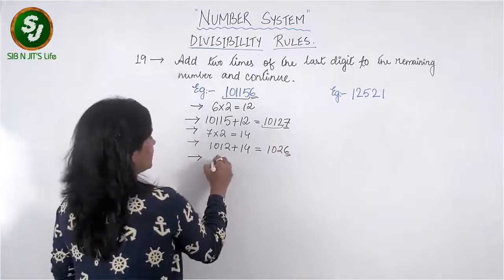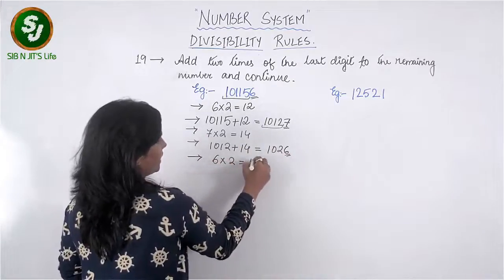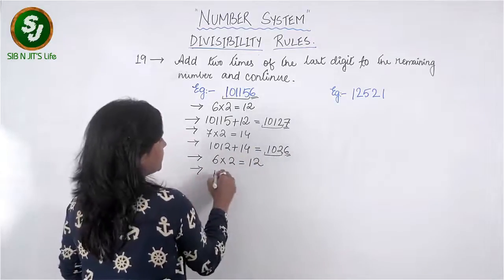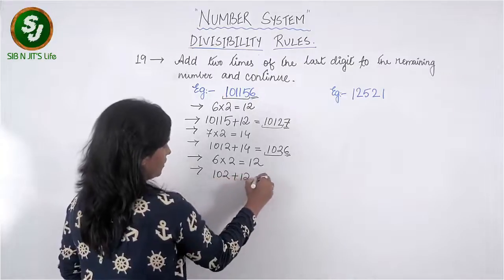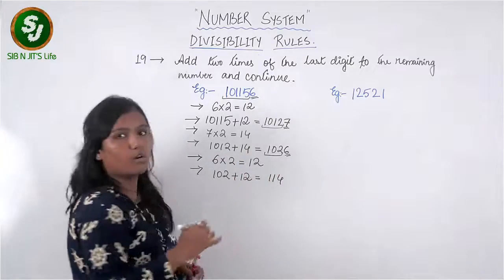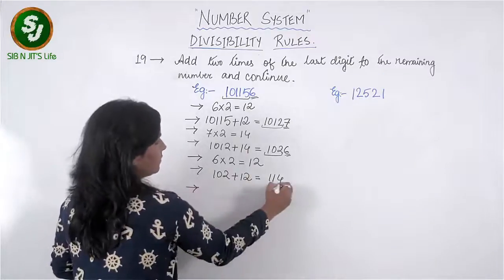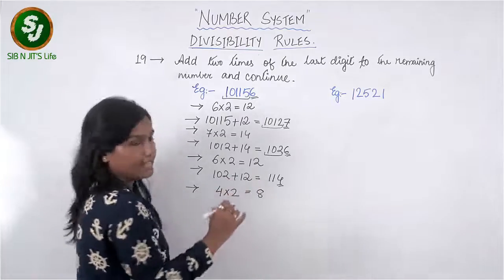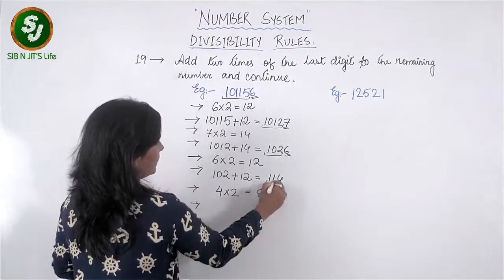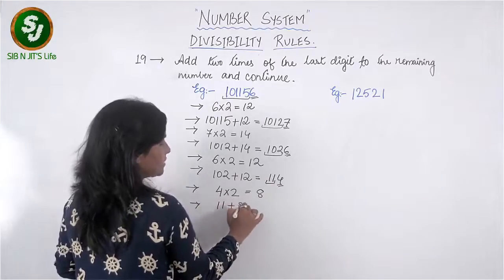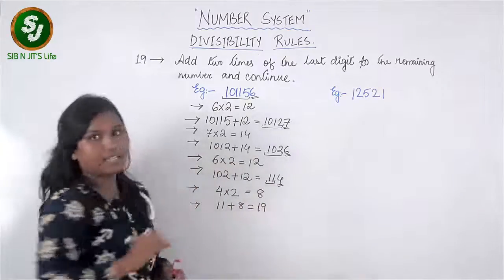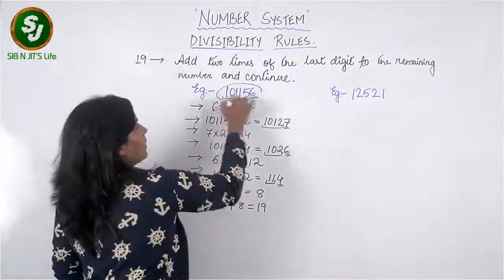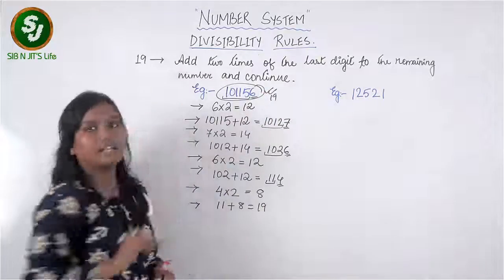6, which is the last digit, times 2 is giving us 12. The remaining number here is 102, added with 12, which is giving us 114. Then again continue this step. What is the last digit? 4 times 2 is 8, and then the remaining digit is 11, plus 8 is giving us 19. So 19 is divisible by 19, so this entire number will be divisible by 19.